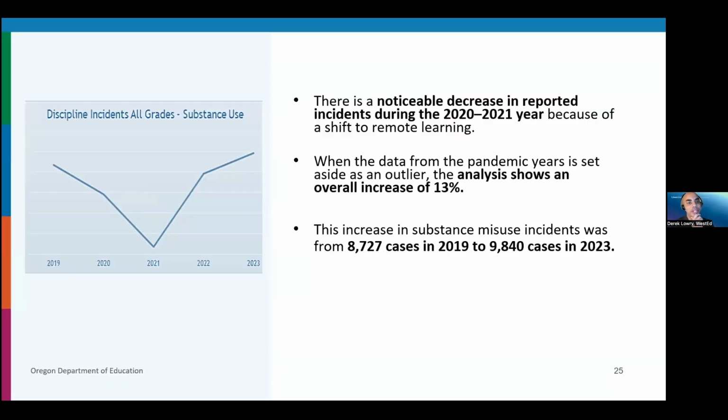So that notable decrease that was reported during 2020 and 2021 was because of a shift to remote learning. I'm sure we all remember the COVID pandemic hit during that time, so students were typically not in a school setting. When the data from the pandemic years is actually set as an outlier and removed from this chart, the analysis shows an overall increase of 13% from 2019 to 2023. And this increase in substance misuse incidents goes from 8,727 cases in 2019 to 9,840 cases in 2023.